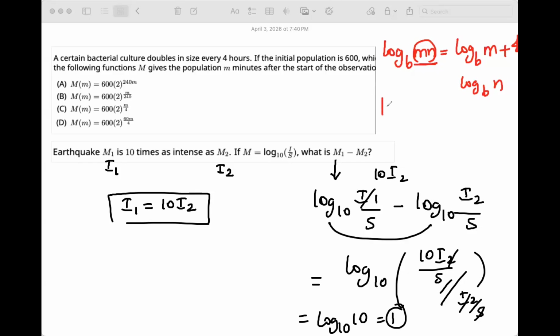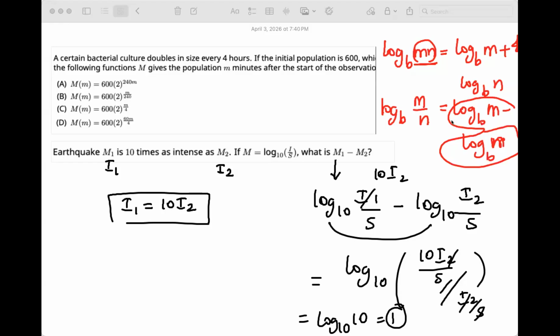Similarly, if there are two numbers that are divided, that's the same as log base b of m minus log base b of n. So when the same base log subtraction of two numbers is involved, I can write it out as division. This is the product property of logarithms. This is the quotient property of logarithms. Here they were subtracted, with the same log base 10, so the numbers can be divided. When I divided, everything got cancelled excluding the 10.